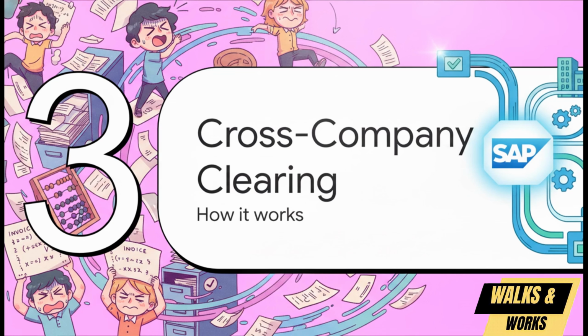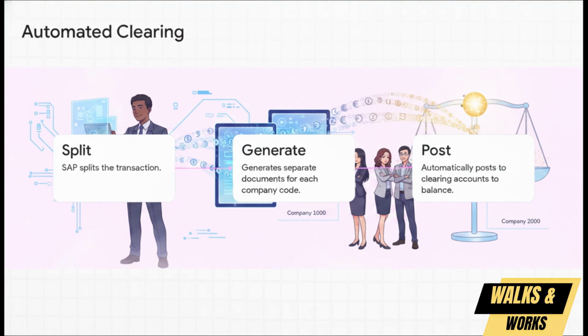That's Section 3, how cross-company clearing works. This is where SAP's automation steps in, and honestly, it's brilliant. Instead of forcing you to manually enter endless duplicate documents, the system takes that single consolidated invoice and automatically splits it. It generates separate, distinct documents for each company code, which perfectly satisfies that strict one-document rule.